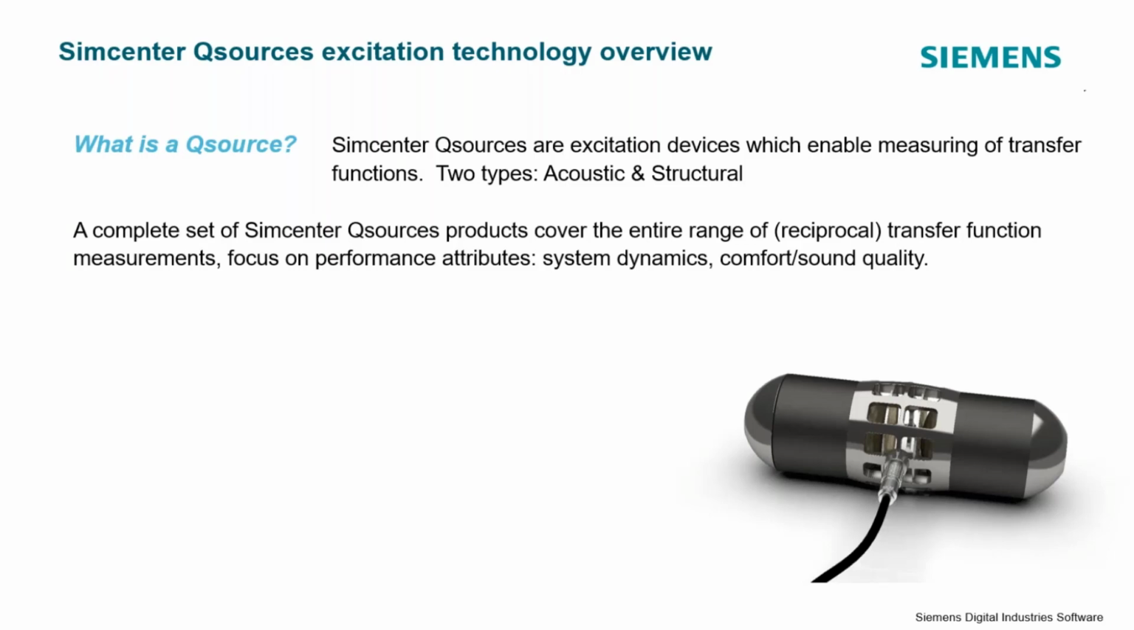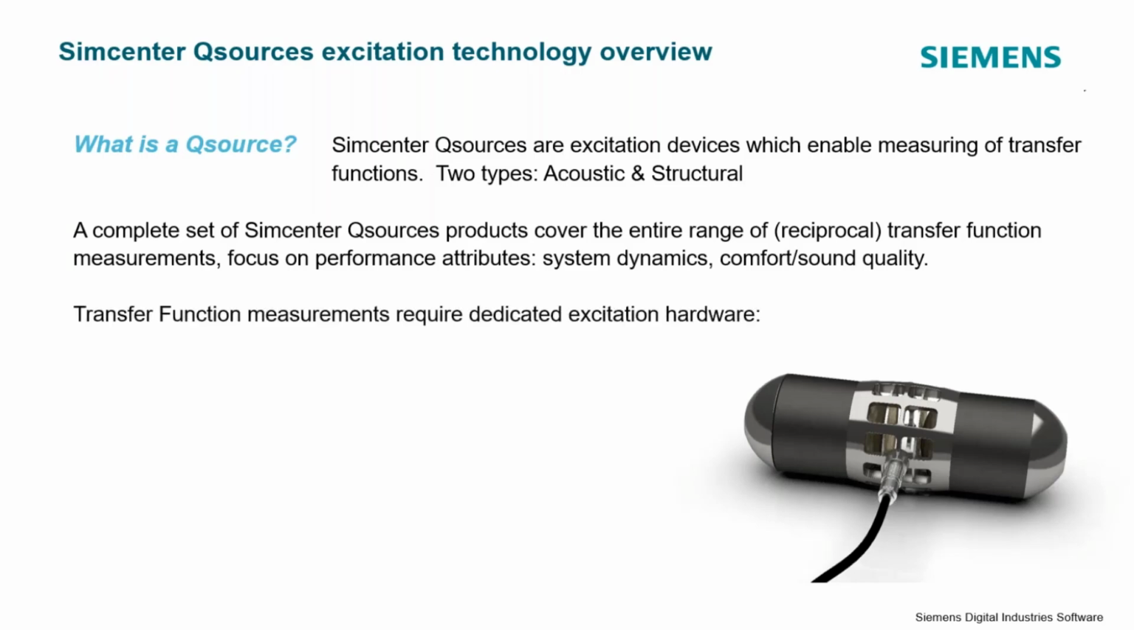The relationship between that input and output is called a transfer function, and that's what we're using these Q sources to measure. This could be used for system dynamics, so in a structural vibration application like modal analysis, but in a much more complex setup like a transfer path analysis, as well as in acoustics, you have sound quality, tire noise, things like that.